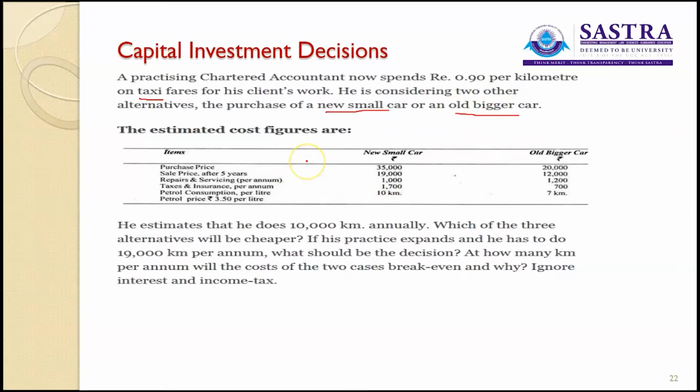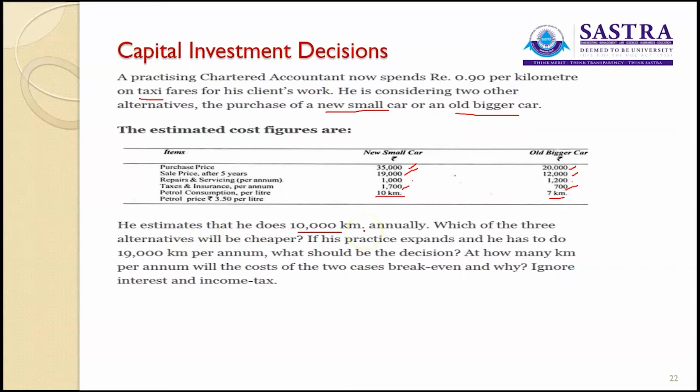Now the estimated cost figures were, in case of the small car, the cost of purchase is 35,000, big car it is 20,000. Sale price after 5 years is 19,000, here it is 12,000. Repairs and servicing per annum is 1,000 rupees, here it is 1,200. Taxes and insurance per annum is 1,700, here it is 700. The small car gives 10 kilometers per liter, the big car gives only 7 kilometers per liter. Petrol price is 3.5 rupees per liter. He estimates that he does 10,000 kilometers annually.